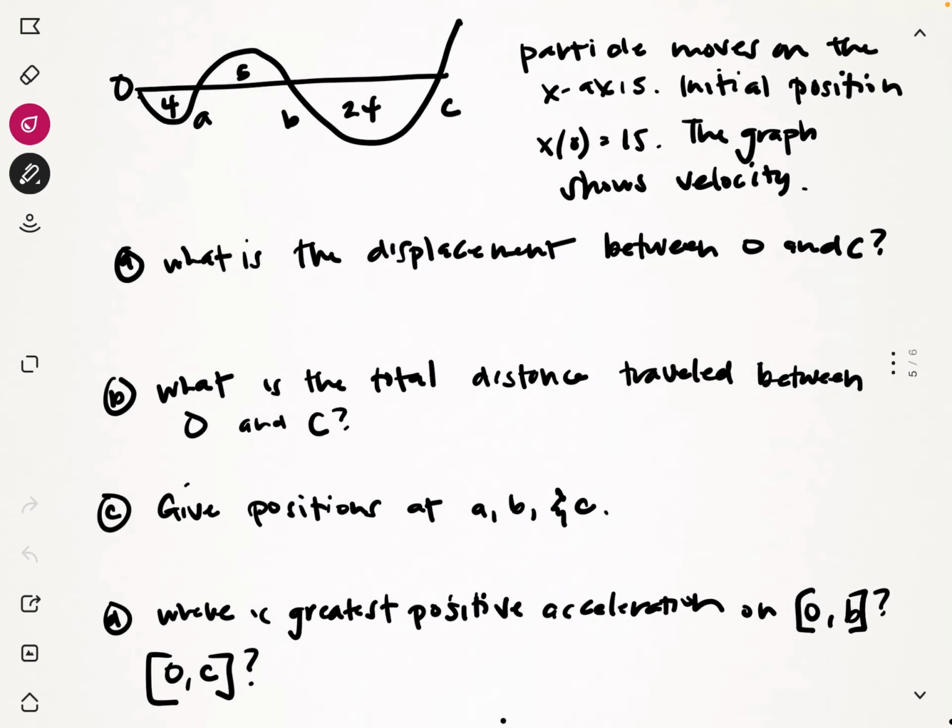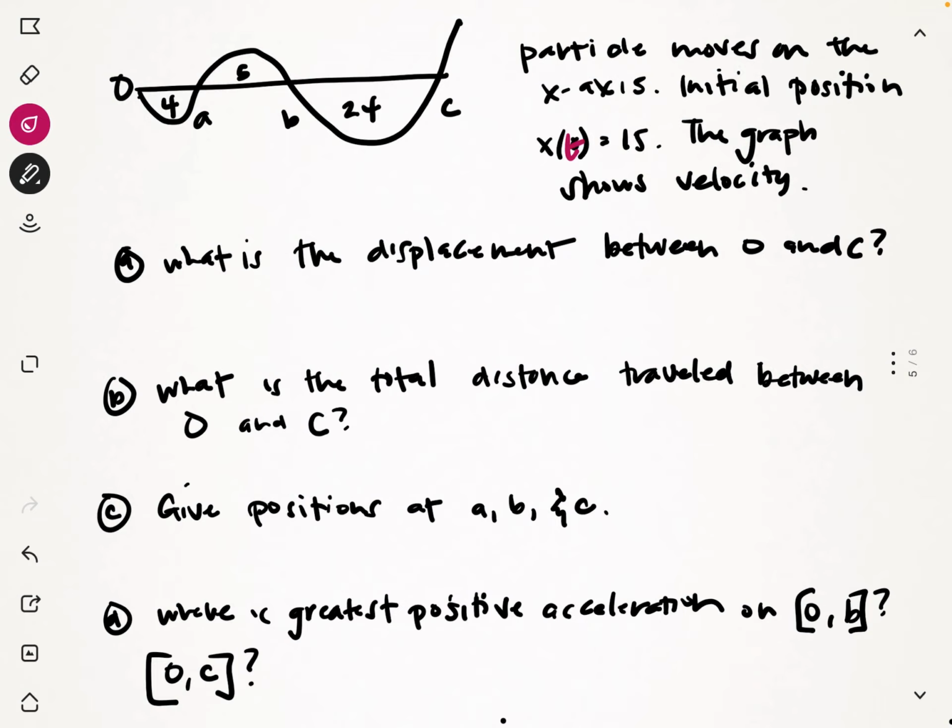Okay, on to the last couple of examples, and these look complicated, but they're not, as long as you understand what we're looking at and how to interpret it from our graph. So it says the particle moves on the x-axis. The initial position x of, I don't know what I put in there, whatever this symbol is, I think it should be t. X of t is 15.